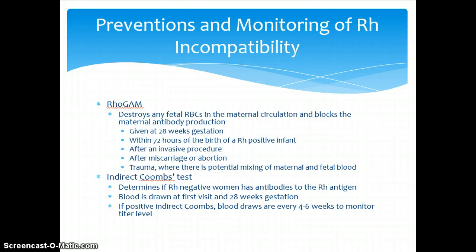We can monitor Rh incompatibility by using an indirect Coombs test. This test is done on mom to determine if an Rh negative woman has the antibodies to the Rh antigen. Blood is drawn at the first prenatal care visit and also around 28 weeks gestation. If there's a positive indirect Coombs test, blood levels are drawn on mom every 4 to 6 weeks to monitor the titer level of the indirect Coombs test, which will tell us the increase in antibody production against the Rh positive antigen.